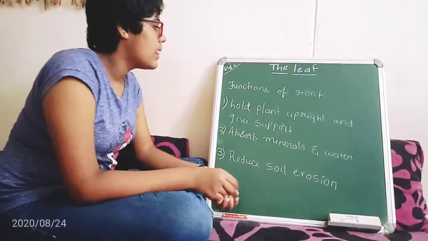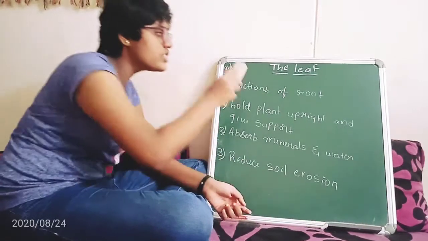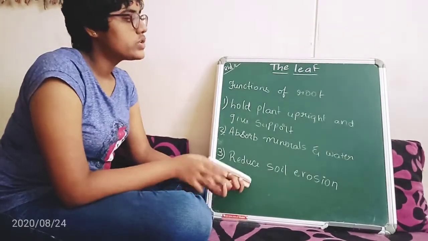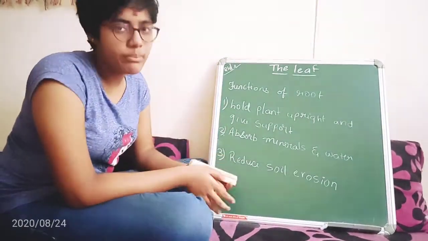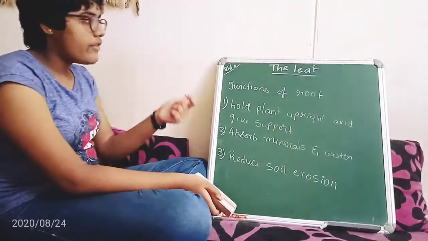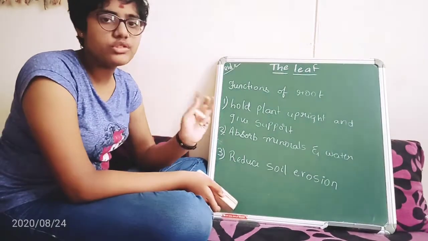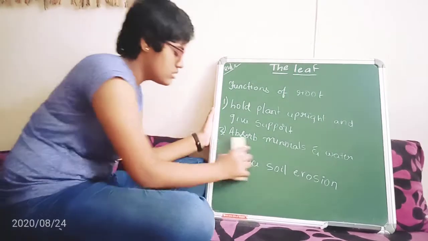Okay. Now, the functions of the root we have finished. So with this, the root system has been completed. I'll say the first parts of the shoot system. With this, I will close it. Okay.